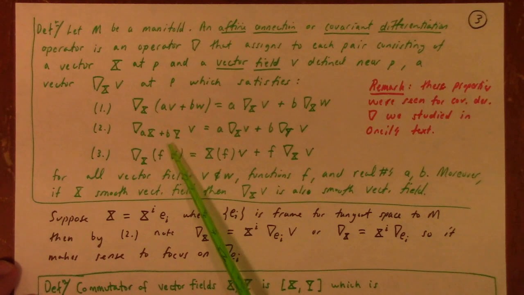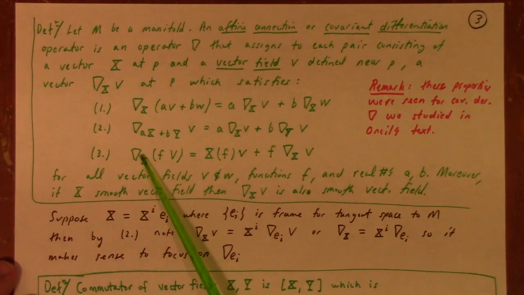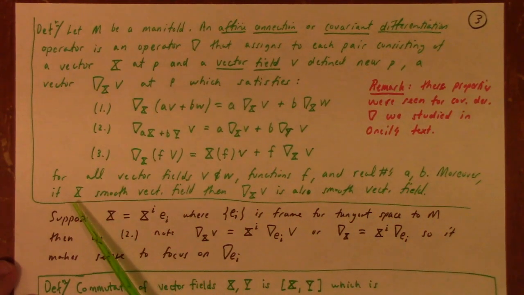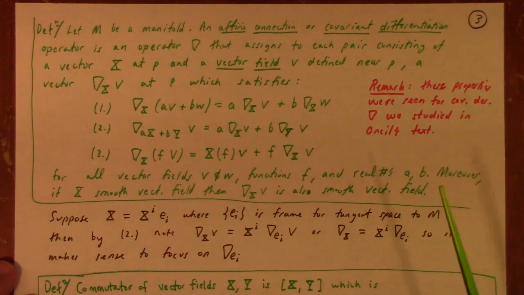Linearity in both entries, right? And also a product rule here. This is the Leibniz rule. And it's for all vector fields V and W and functions f and real numbers a and b. Moreover, if X is a smooth vector field, then nabla_X V is also a smooth vector field. At first glance, this does not really look much like what Carroll does, but we'll circle back eventually. So just stick with me here.